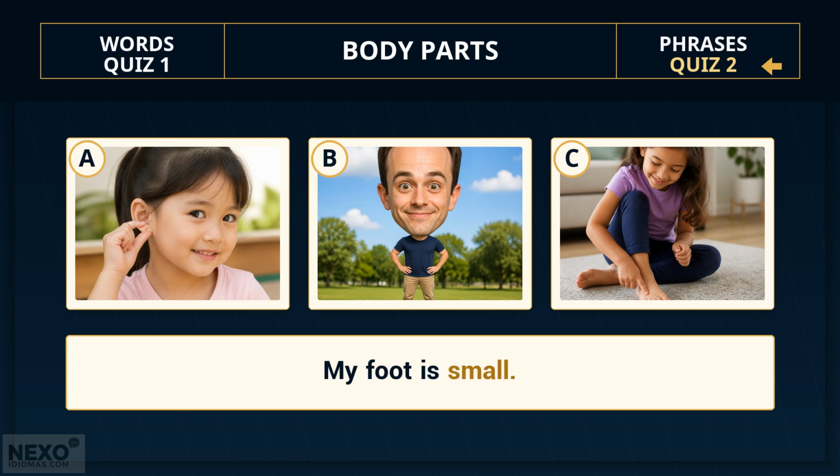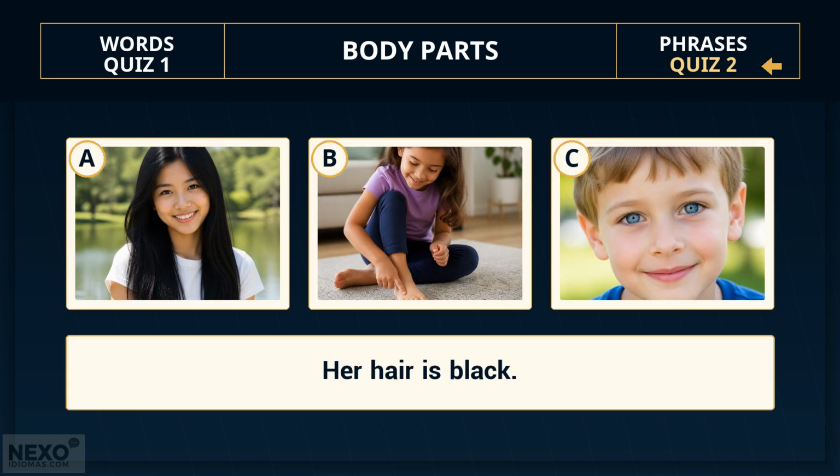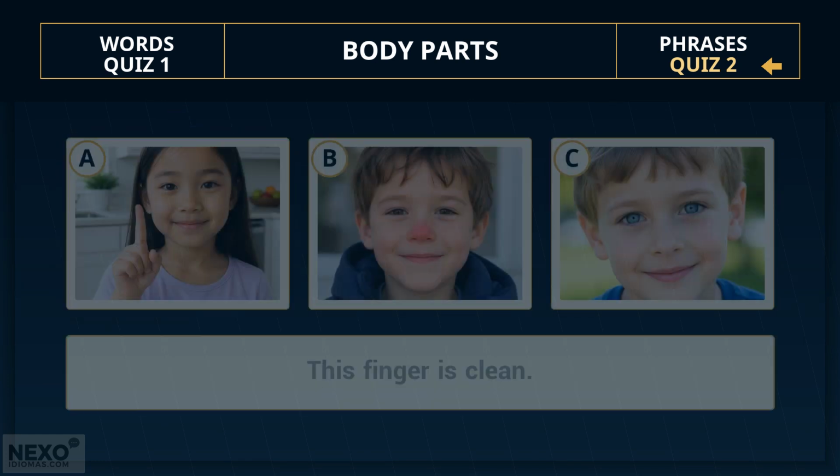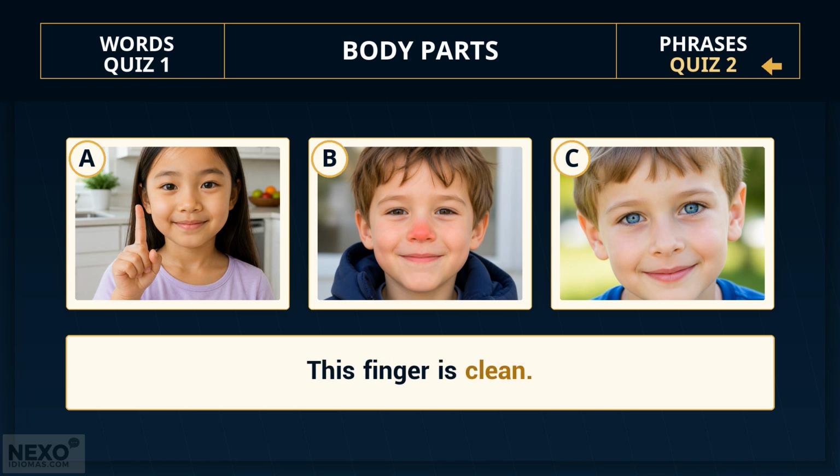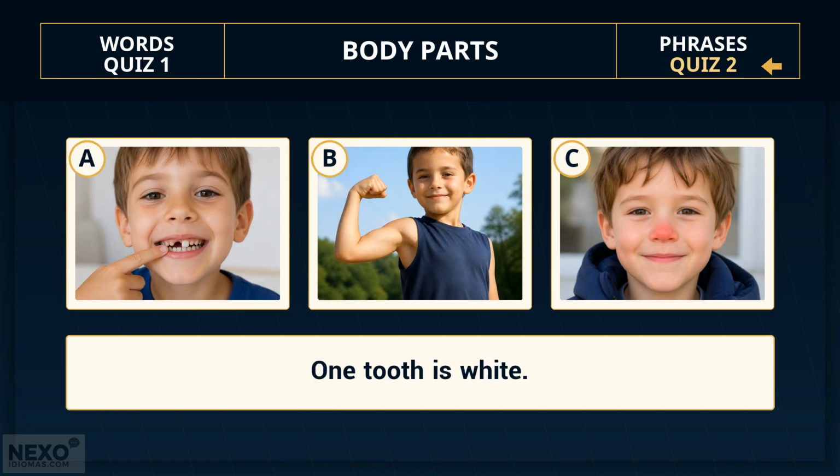My foot is small. C. Her hair is black. A. This finger is clean. A. One tooth is white. A.